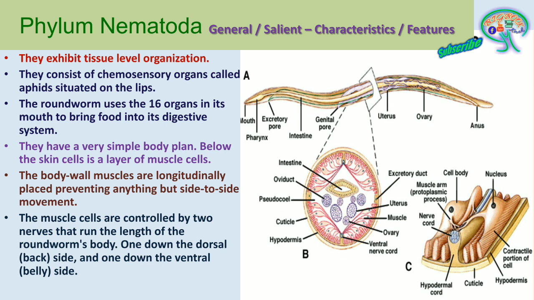So here during this process, the chemosensory organs help them to identify a particular nutrition present within the particular environment, that habitat. Now here the roundworm uses 16 organs in its mouth to bring food into its digestive system. So there are organs within the mouth of the roundworm, and they help in the movement or swallowing or engulfing of the food into the body or the gut cavity. They have a very simple body plan. Below the skin cells is a layer of muscle cells. The body wall muscles are longitudinally placed, preventing anything but side to side movement.